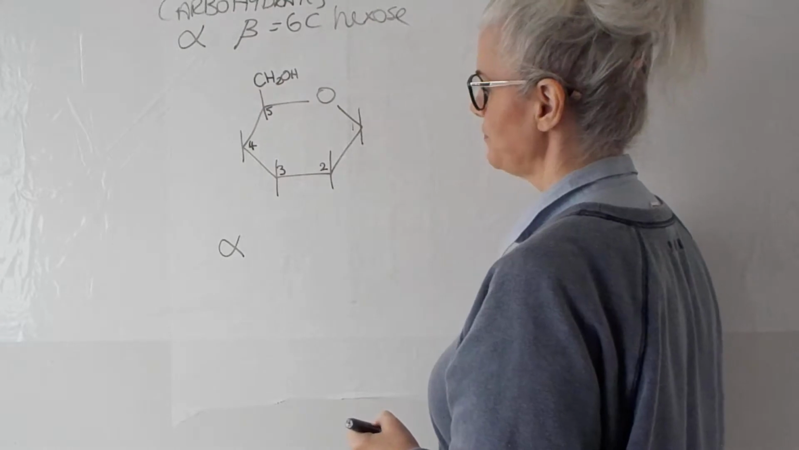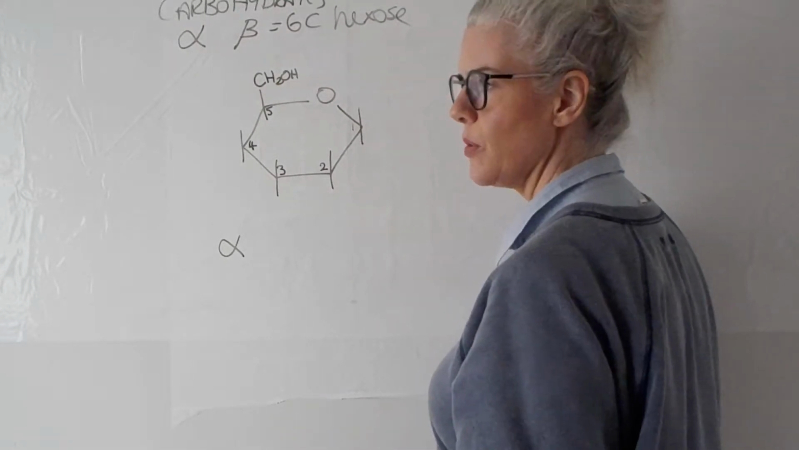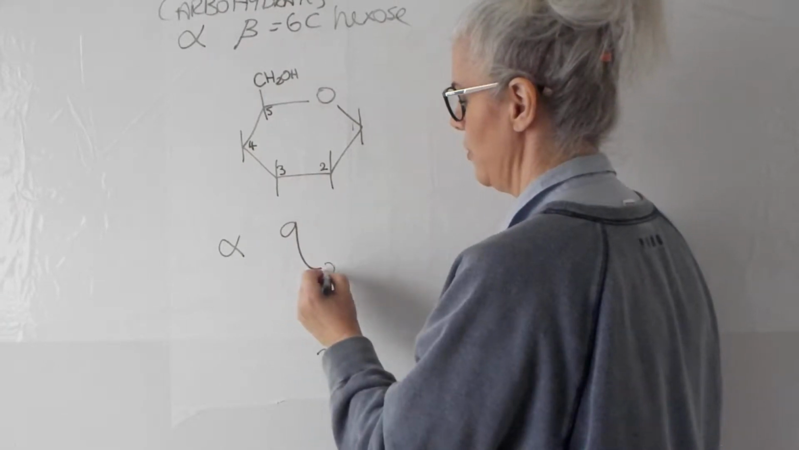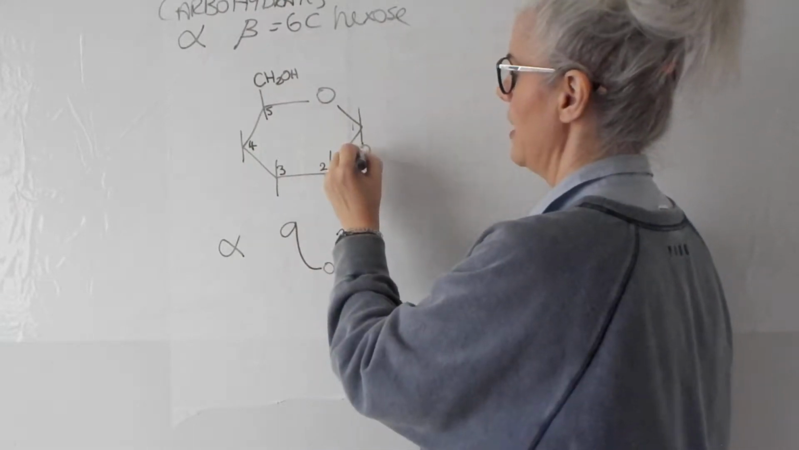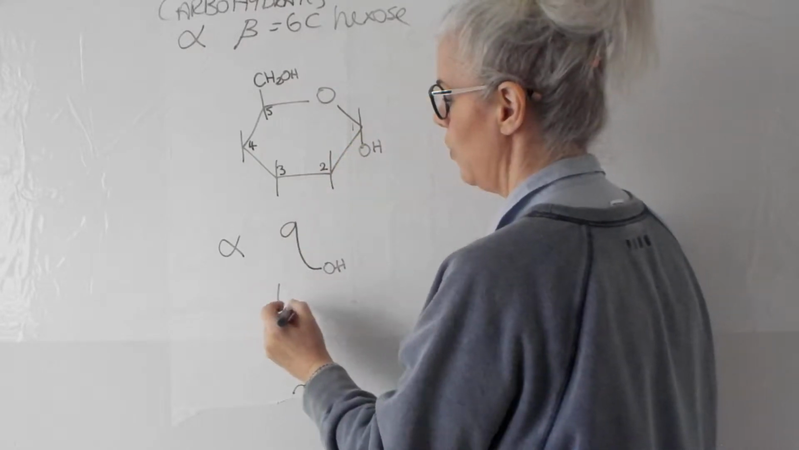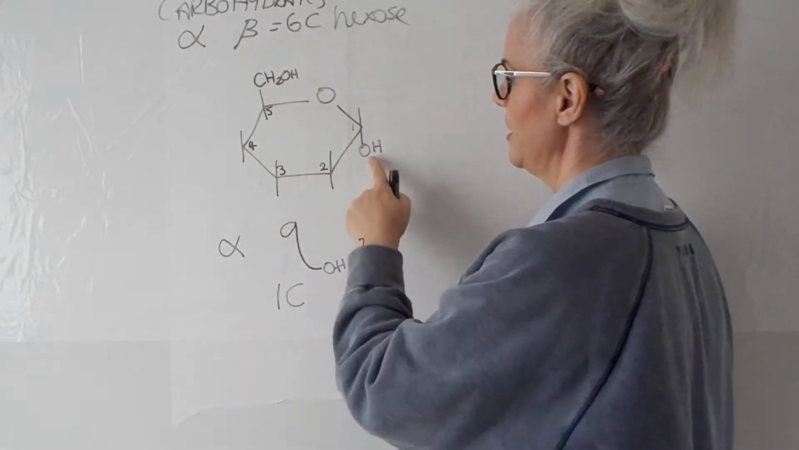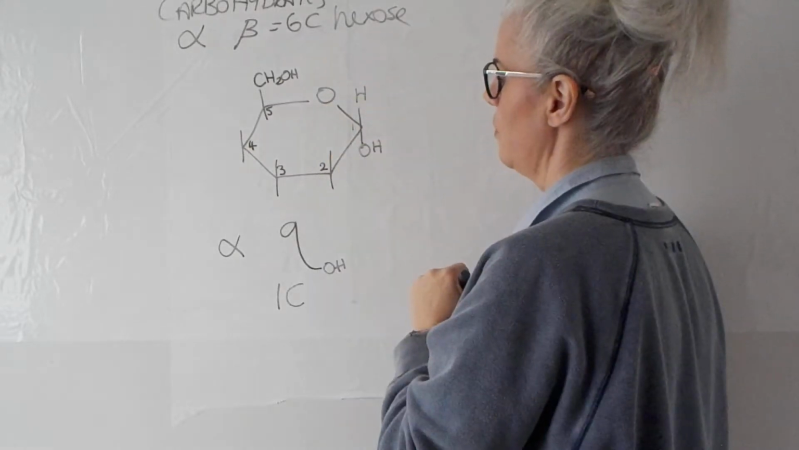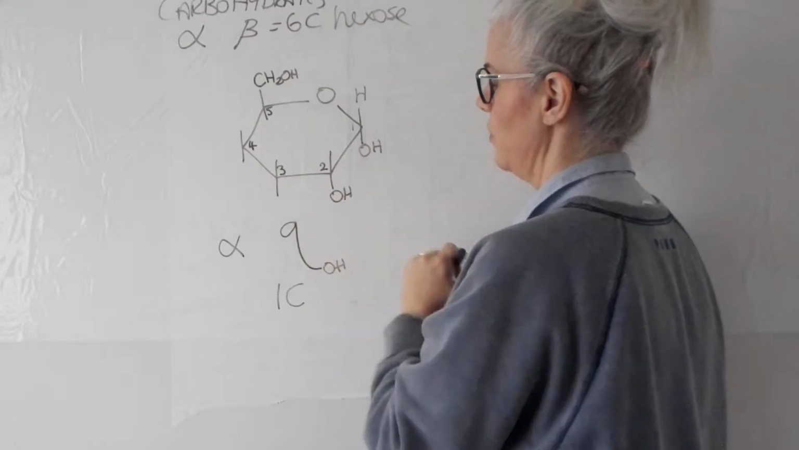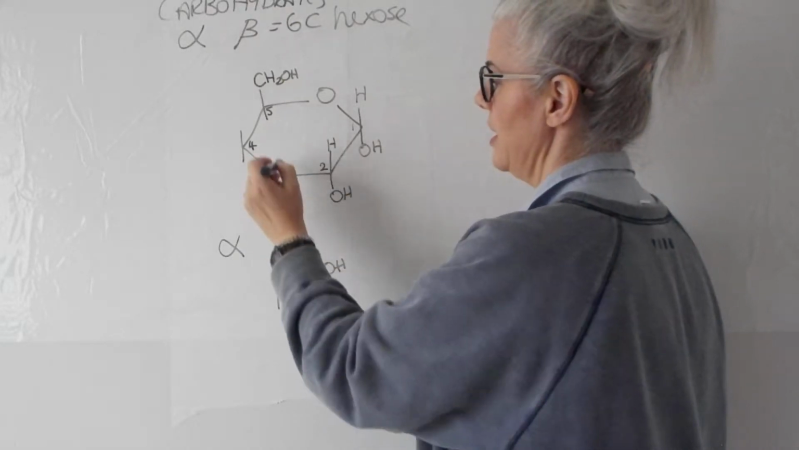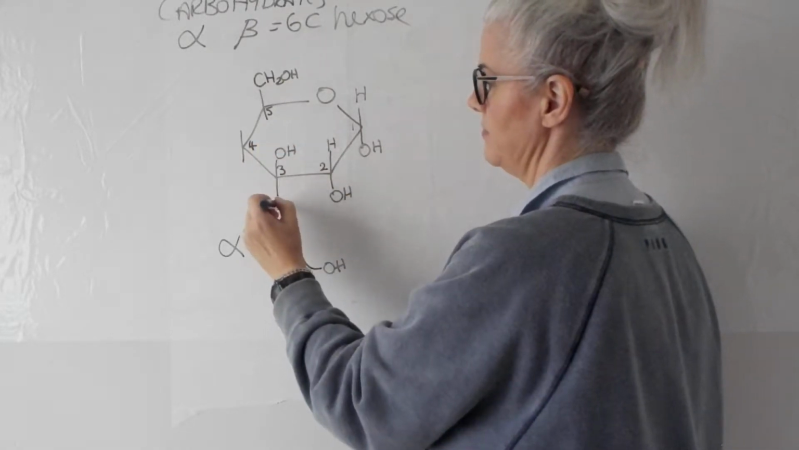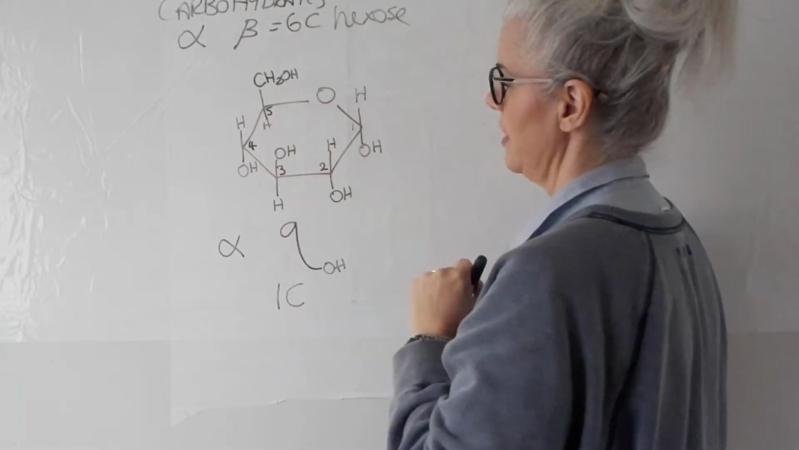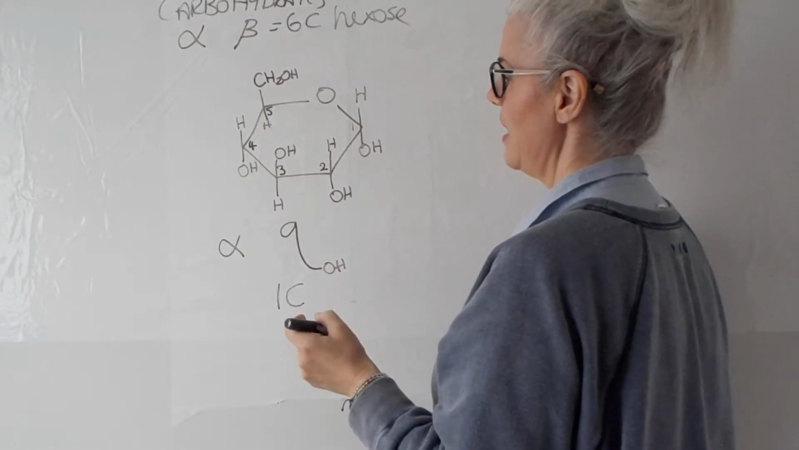Now alpha glucose is, well, the way I remember it is if you draw A for alpha and put a tail on your A, the OH on carbon 1, so on the first carbon, is below the plane of the ring, which means above the plane of the ring you've got hydrogen. On the second one it's also OH and H, and then they alternate. And you'd have another hydrogen there if you wanted to. Okay, so that's alpha glucose.